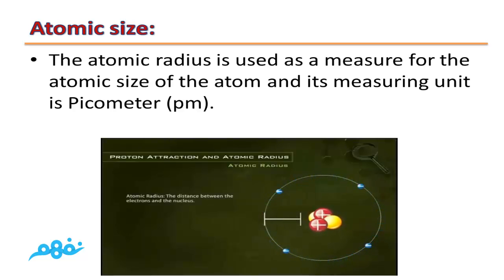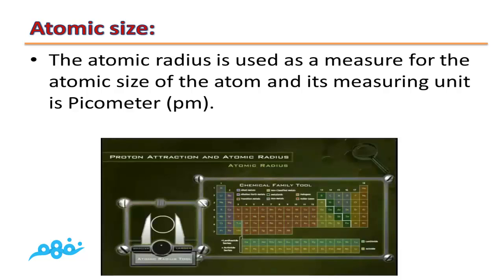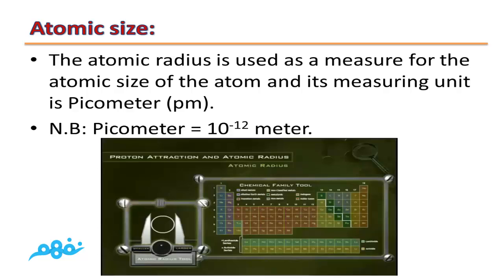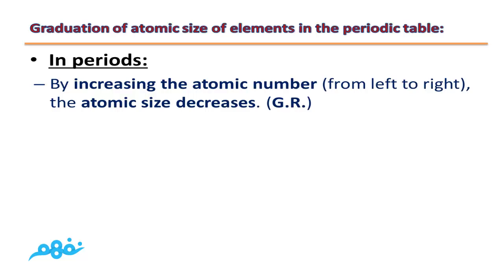The atomic radius is used as a measure for the atomic size of the atom, and its measuring unit is picometer or pm. Know the following: picometer is equal to 10 to the power negative 12 meter. Let's talk about the graduation of atomic size of elements in the periodic table. In periods, by increasing the atomic number from left to right, the atomic size decreases.